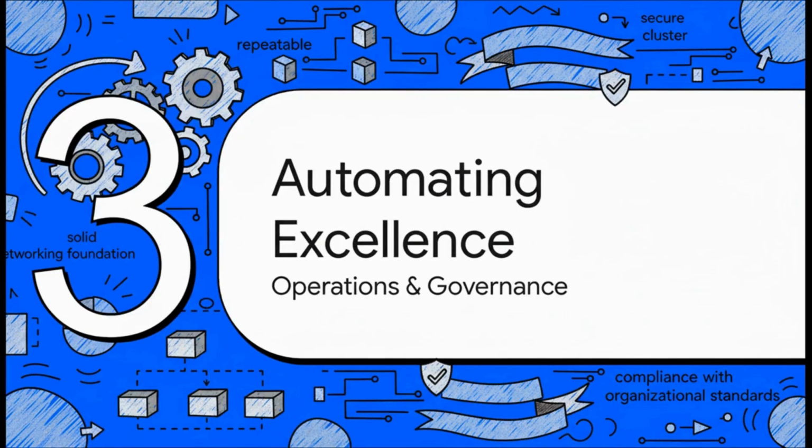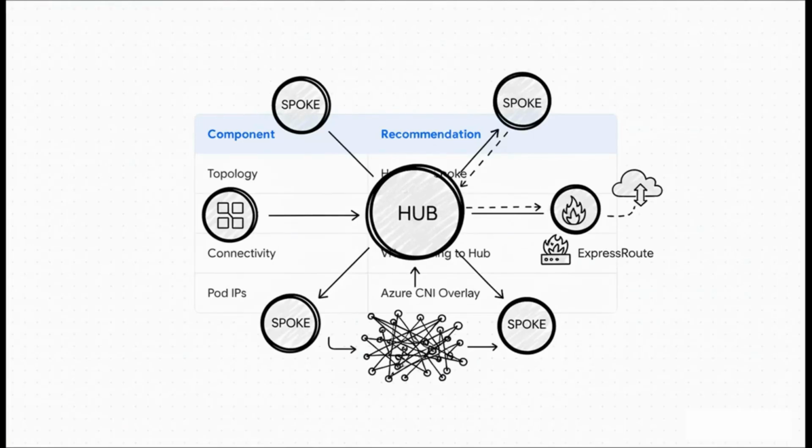Awesome. Next, we need to make sure we can actually manage the thing without pulling our hair out. This is all about operational excellence, making it repeatable, easy to manage, and compliant with all our company rules. And that really starts with a solid networking foundation. For any serious enterprise setup, the hub-and-spoke network topology is the gold standard. As you can see, your AKS cluster lives in its own spoke network, and that connects back to a central hub that has all your shared stuff, like a firewall.